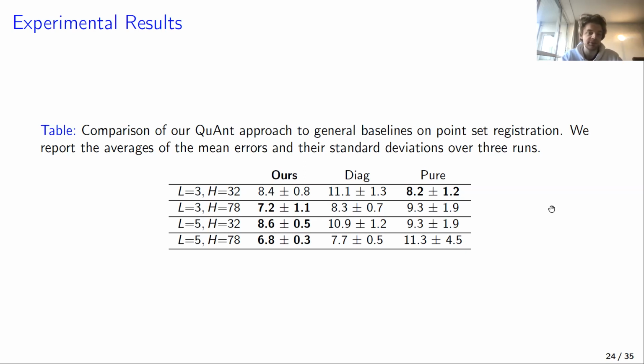In most cases, besides the first one, our method is also fairly close to the pure baseline. We therefore can see that there is an advantage to learning the full QUBO, and not directly predicting the angle between those 2 point clouds, and also not just using the diagonal elements of the QUBO.